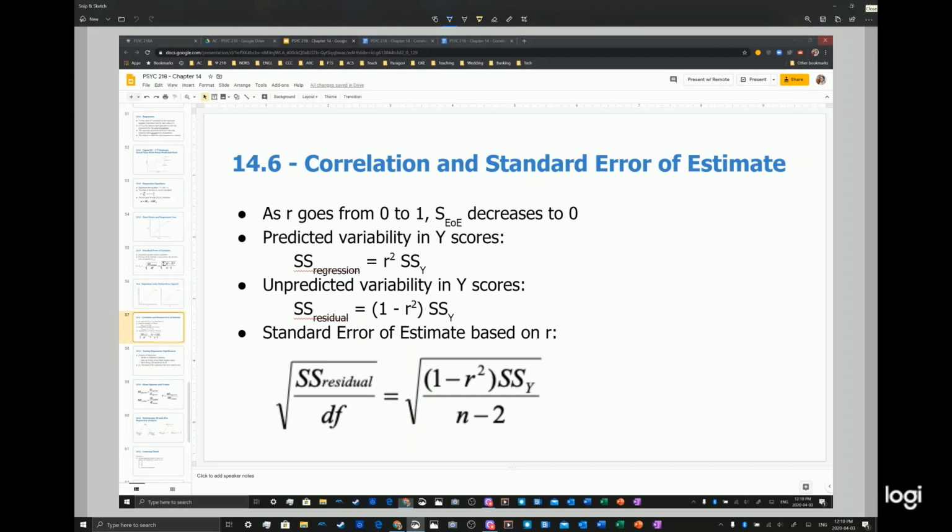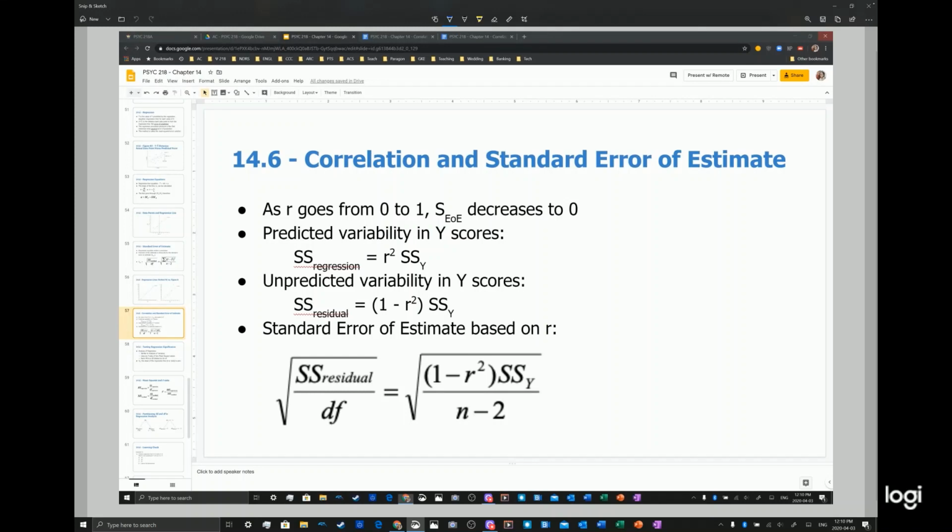So here are some characteristics of this error of estimate in relation to the correlation between two variables. As r, the correlation coefficient, increases in magnitude from 0 to 1, so the stronger the correlation, the quote-unquote weaker your standard error of estimate is. Your prediction is more precise. You have less error.